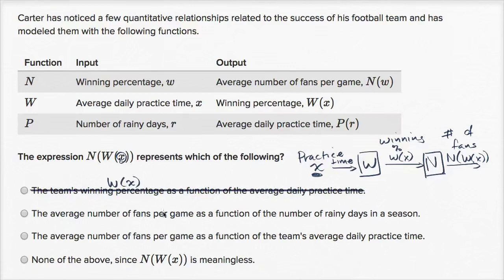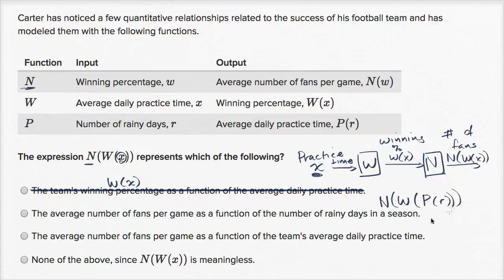The average number of fans per game. All right, this is interesting because that's what the final output is going to be, the average number of fans per game. That is the output of the function N right over here. The average number of fans per game as a function of the number of rainy days in a season. Nope, we're not doing that. We're doing it as a function of practice time. You could construct that. In fact, if you wanted to do this, that would be N as a function of W as a function of P of R.